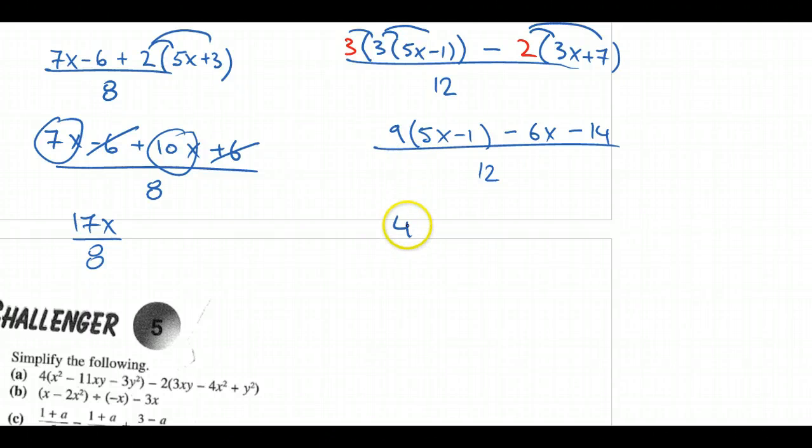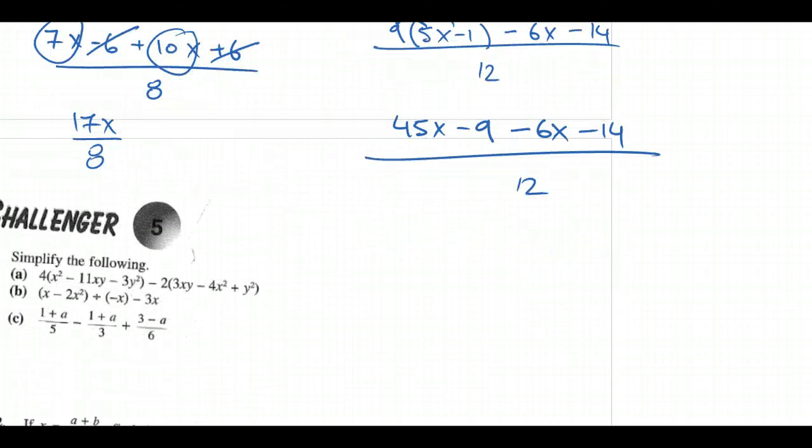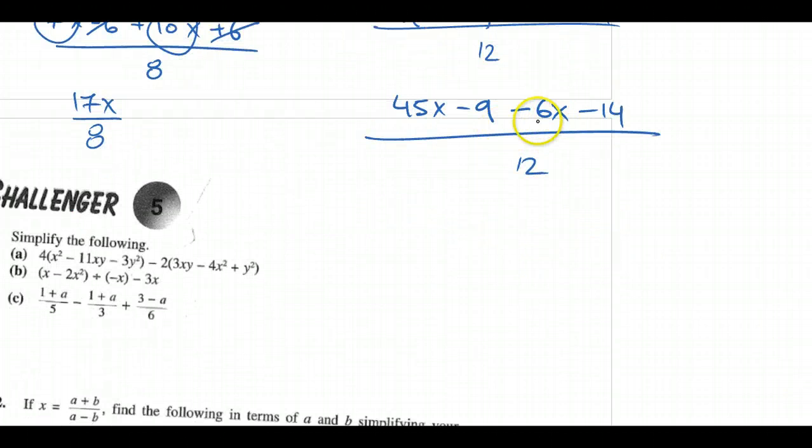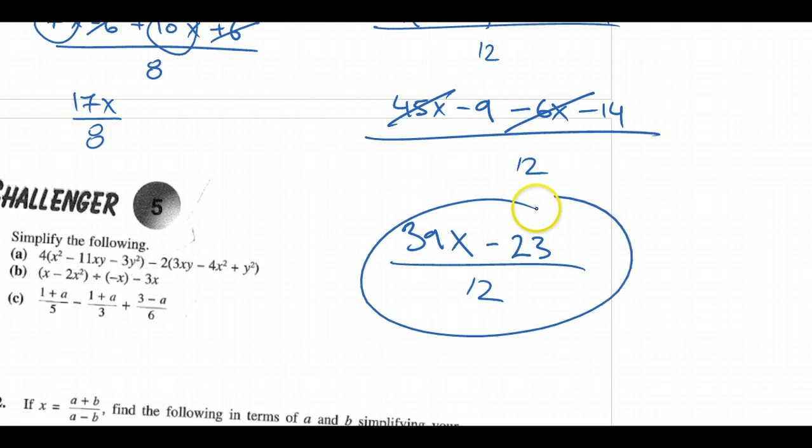Okay, 45x minus 9. That was that. Minus 6x minus 14. All over 12. 45x minus 6x is 39x. Get rid of those. And minus 9 minus 14 is minus 23. I think it's minus 23, yep, over 12, okay?